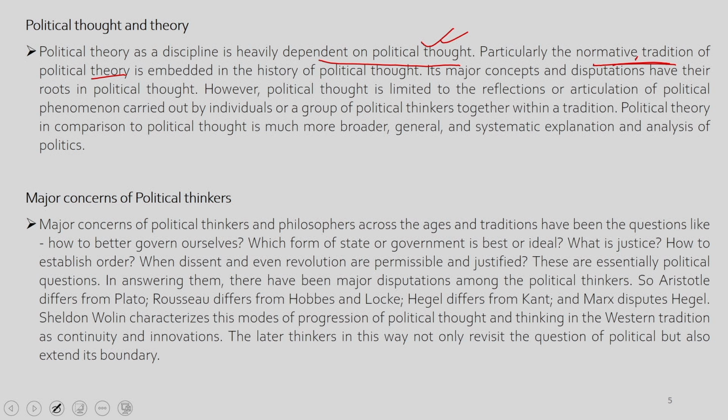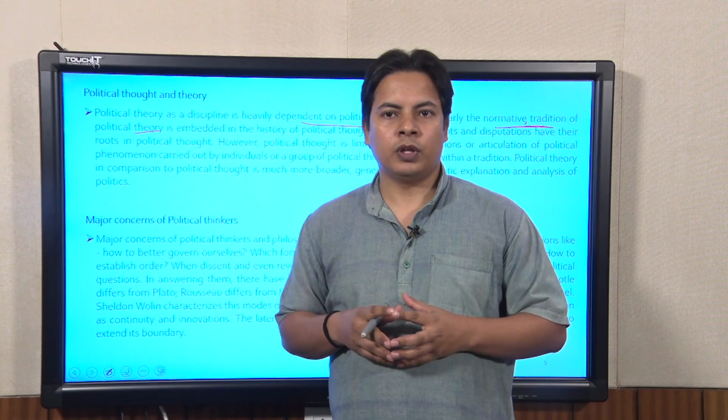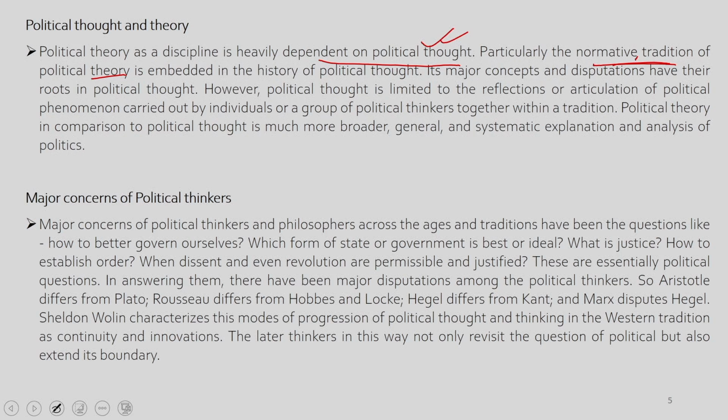However, political theory in contemporary times is not just normative political theory, but also exploratory or explanatory in nature, which helps us make sense of political circumstances or political problems. Political theory as a discipline, in comparison to political thought, on which it depends for concepts, ideas and terminology, is much more systematic, broader and a more generalized understanding of political situations.